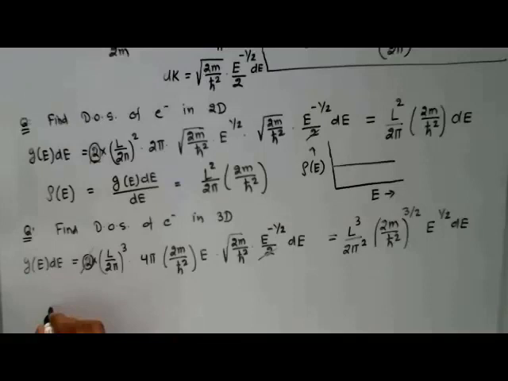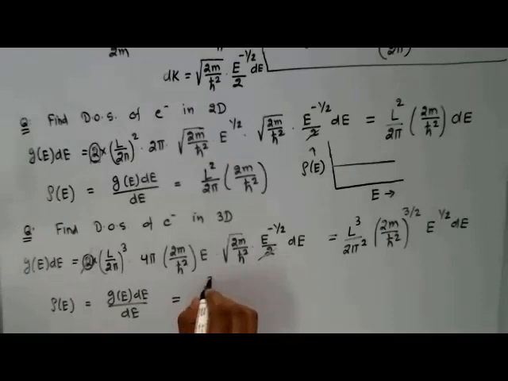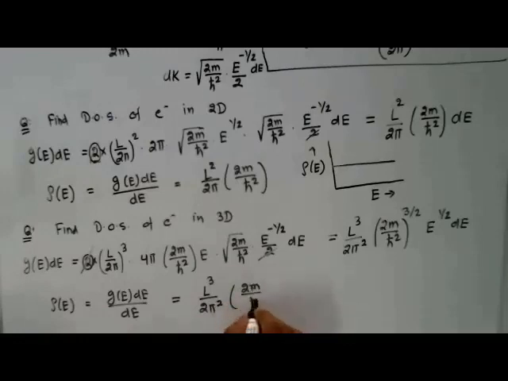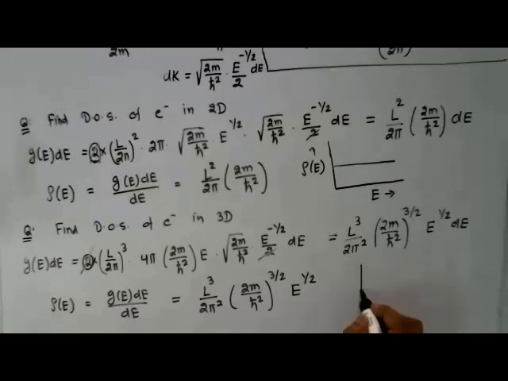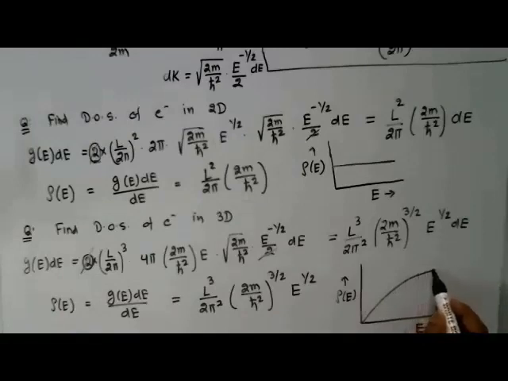And as a result now, the rho E, which I can say as the number of states divided by energy range, becomes simply L cube upon 2 pi square, (2m upon h bar square) power 3 by 2, E power half. I hope again you are getting the same answer in this case also. Yes, sir. And when you plot rho E versus energy, it is going to be parabolic, but of this nature.